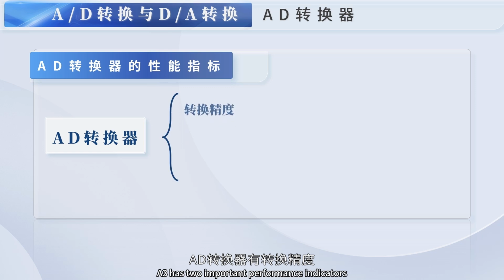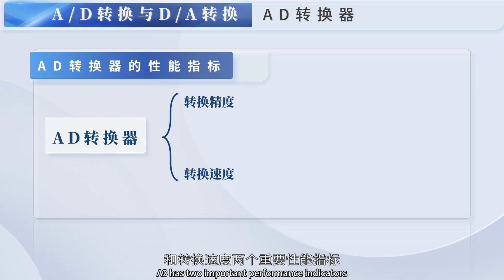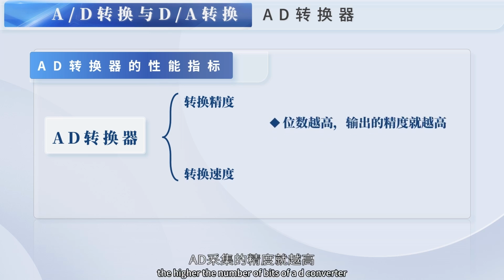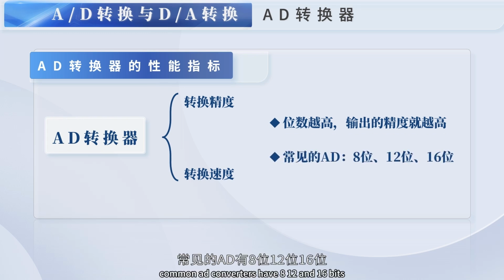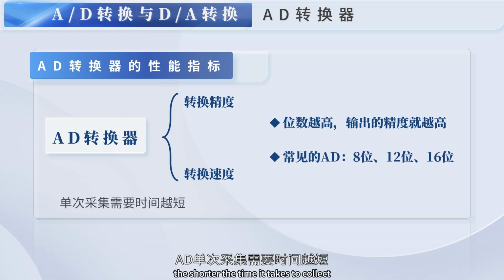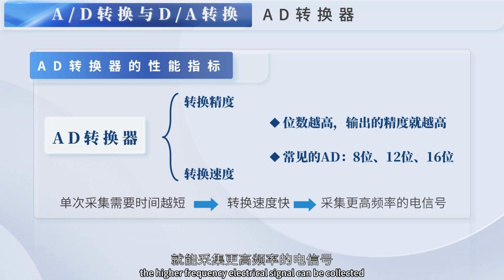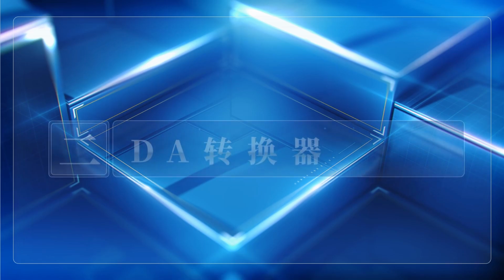The AD converter has 2 important performance indicators: conversion accuracy and conversion speed. The higher the number of bits of the AD converter, the higher the accuracy of AD acquisition. Common AD converters have 8, 12, and 16 bits. The shorter the time it takes to collect, the faster the AD conversion speed is, and the higher frequency electrical signal can be collected.